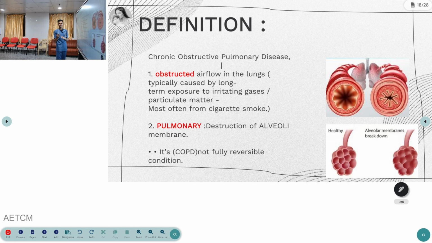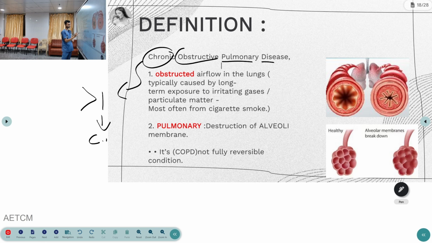The second condition is chronic obstructive pulmonary disease. Here each word denotes a separate meaning, so each and every word is important. First, chronic. Chronic in the sense that the condition will persist more than 1 year and needs continuous medical attention. That is the definition of chronic.